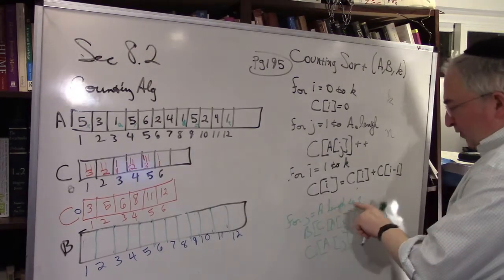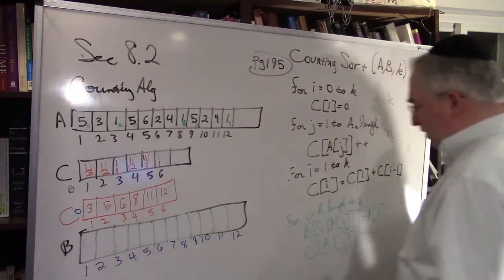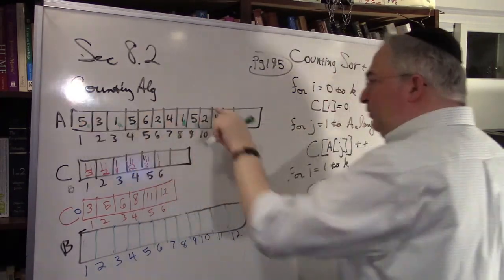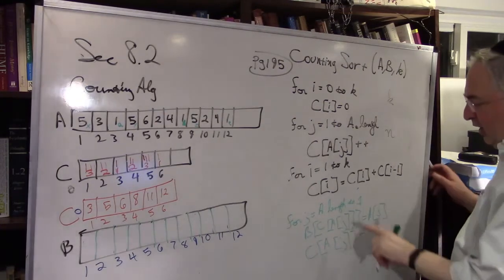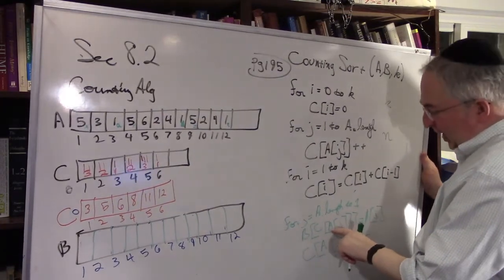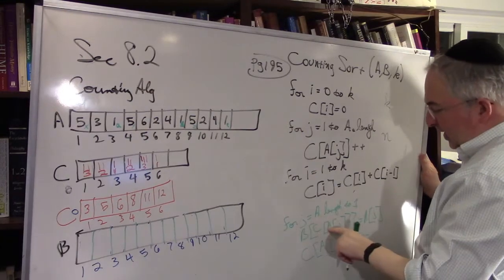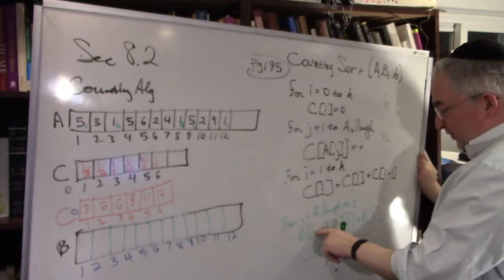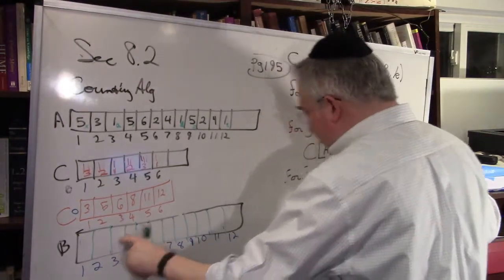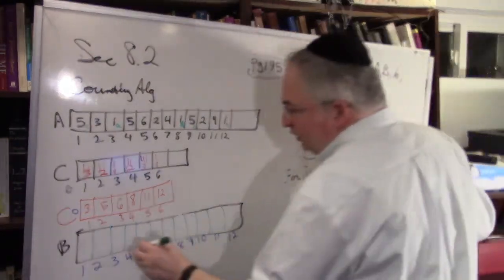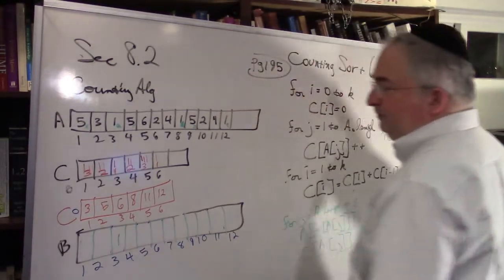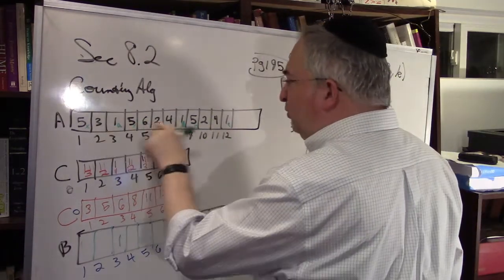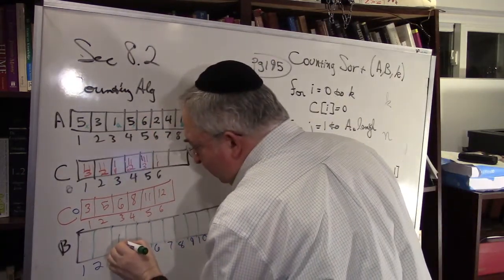Let's go through it. We're going to start from 12 down to 1. Start at 12. A of 12 is 1. The counter of 1 is 3. B of 3 is equal to A of j. So we're going to put a 1 over here. By the way, which 1 are we putting? There are a few 1s here: there's 1a, there's 1b, there's 1c. I'm going to put 1c here.